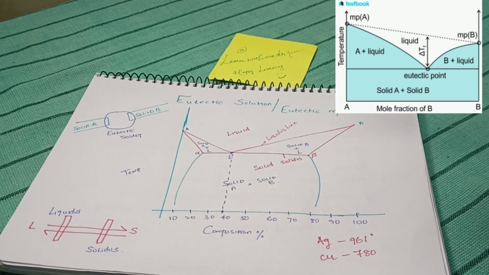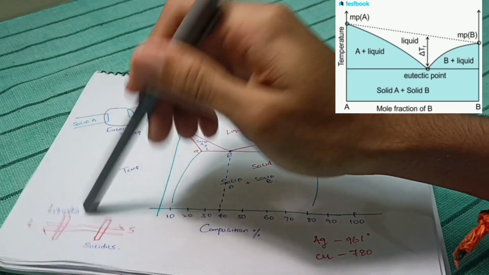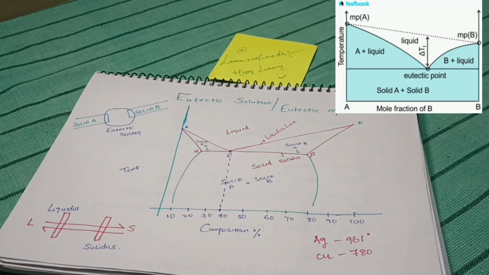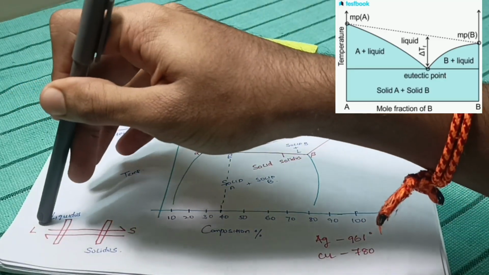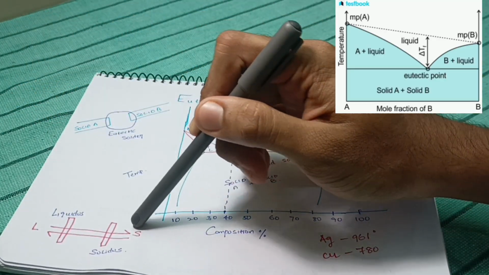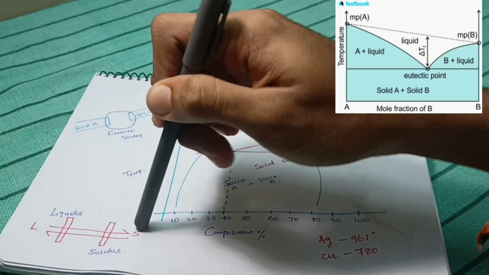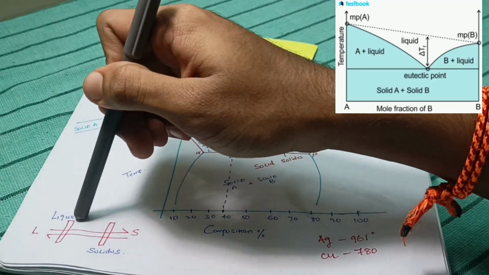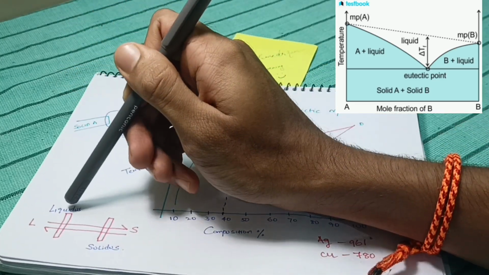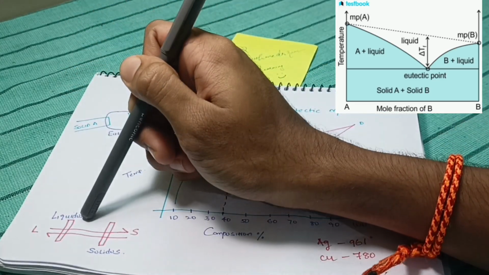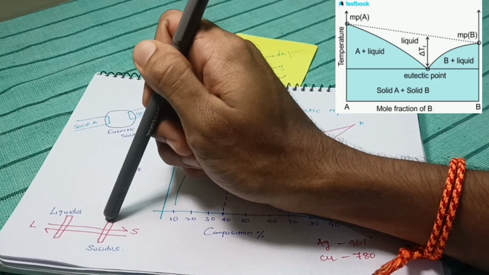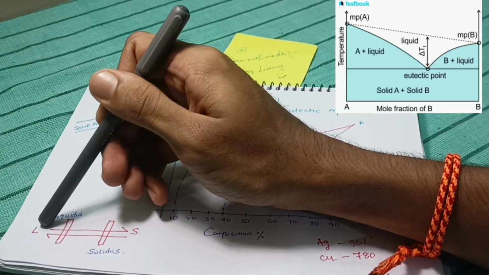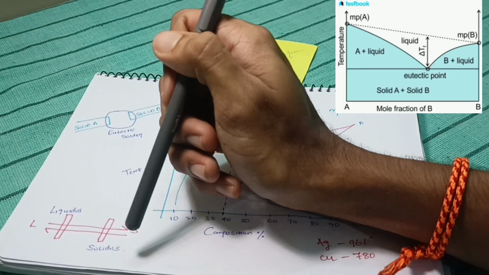First we'll get to know what is liquidus and what is solidus. These are the two words we are going to learn in an easy way. Liquidus is when the liquid starts transforming into the solid state. The point where the liquid starts becoming solid is termed as liquidus, and the point where it has completely transformed into solid is termed as solidus.